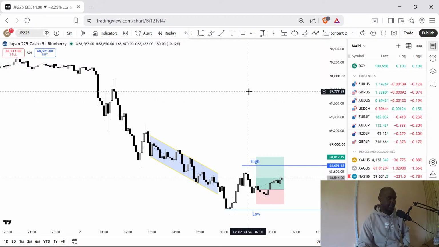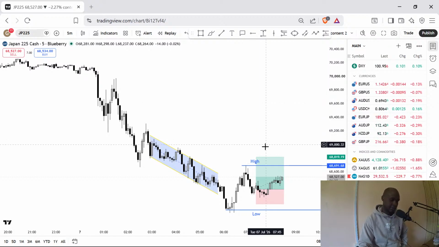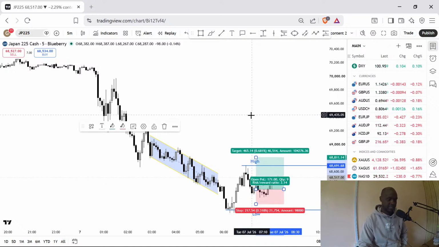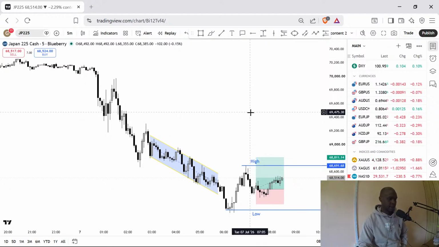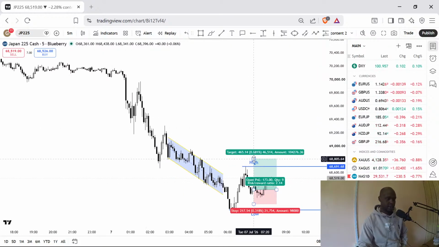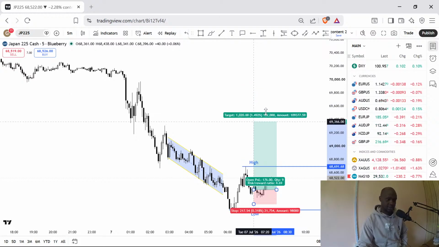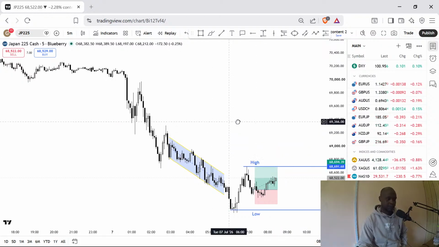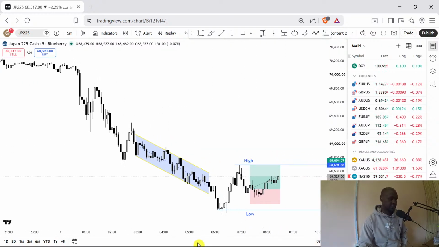I did not get the entry on the NAS 100, but I did get the entry on the JP225, which is currently running at about, let me just check quickly, 0.79 risk to reward. Currently I've not moved my stop, waiting for price to break this high before I can move my stop to maybe break even. And we have quite a distance for this trade to run in case we do get a market that will trend. So let's just wait and see how this trade is going to play out.